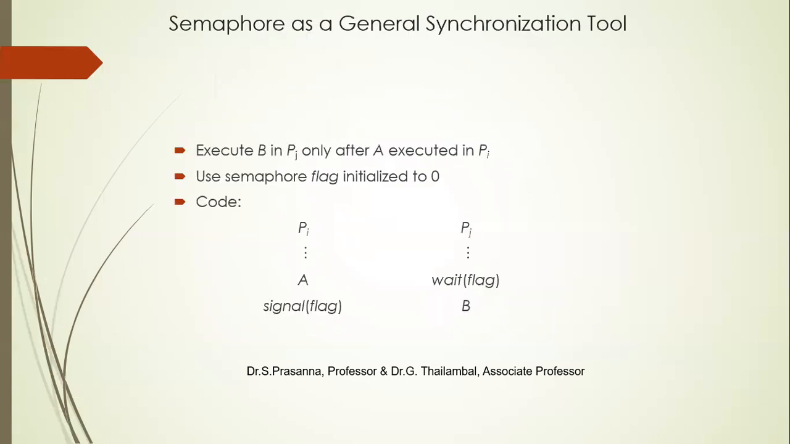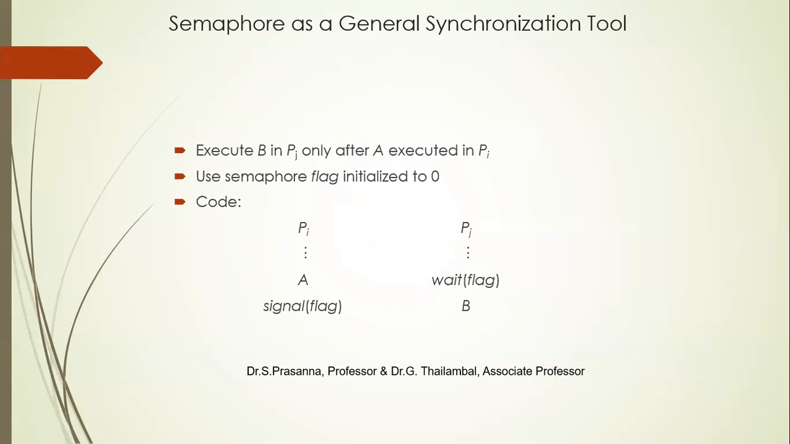Semaphore as a general synchronization tool: execute B in Pj only after A is executed in Pi. Use a semaphore flag initialized to 0. You can see here two processes, Pi and Pj. The condition is to execute B only after executing A. Therefore, in Pi, A is executed.